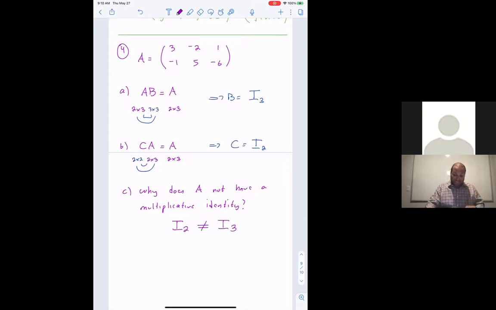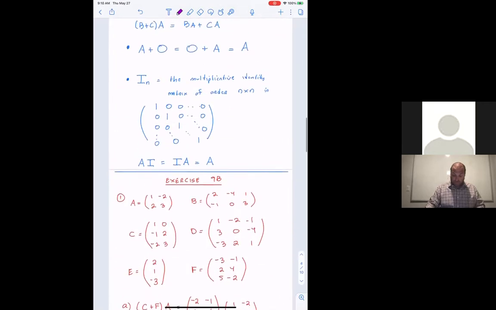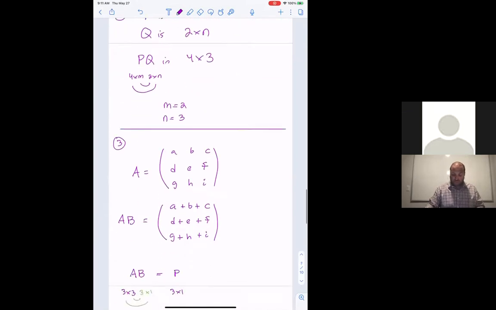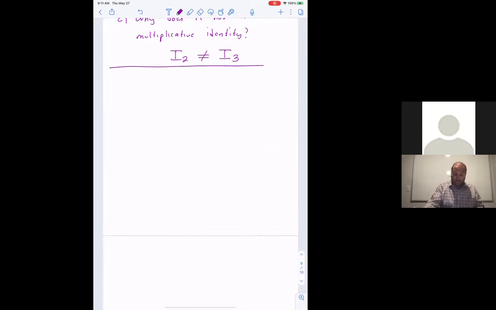So there is not a single matrix. If you go back above to our definition here, this right here, it's got to be in both directions. It can't be two different matrices, one for one direction, one for the other direction. In this case, there's no multiplicative identity because there's no single matrix that works for both directions.